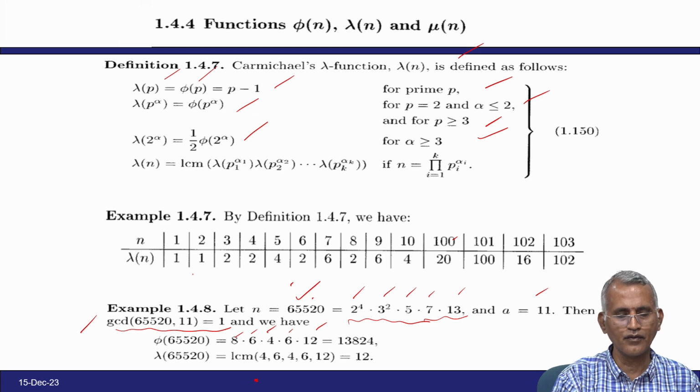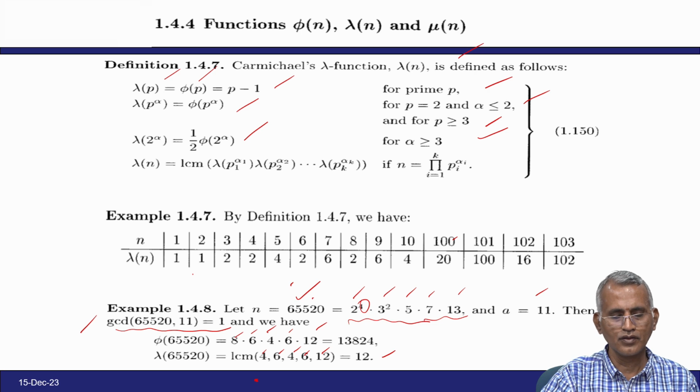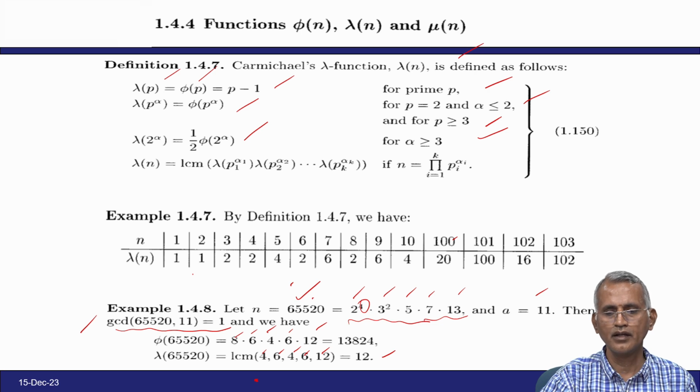13824. Whereas lambda of 65,520 is the LCM of what? The LCM of 4, 6, 4, 6 and 12, because 8 can be written as 4 into 2. Therefore, among these, which one is the LCM? 12. So, that is called lambda of n. So, lambda of 65,520 is 12 and phi of this number is 13,824. So, that is the difference.